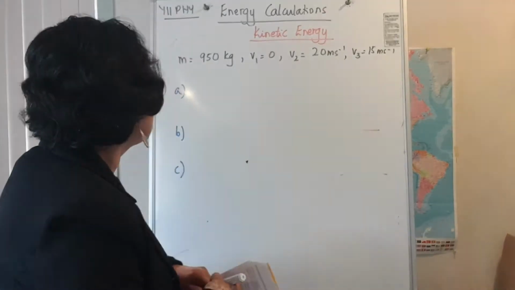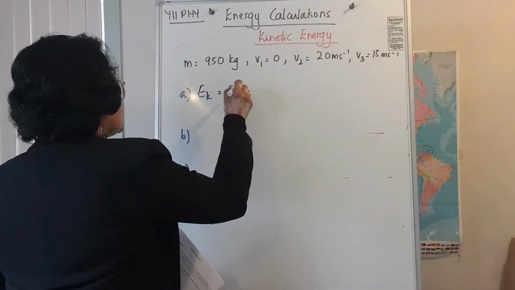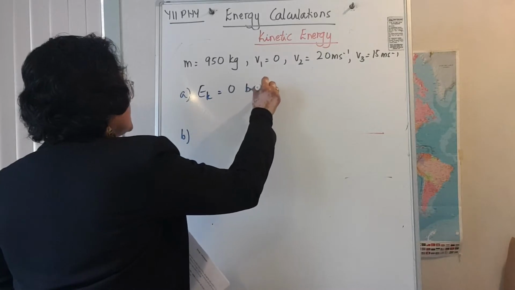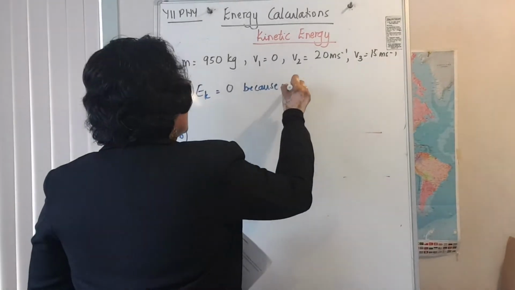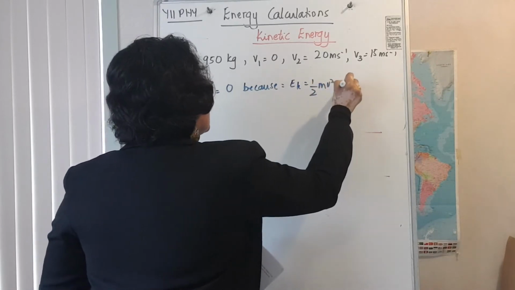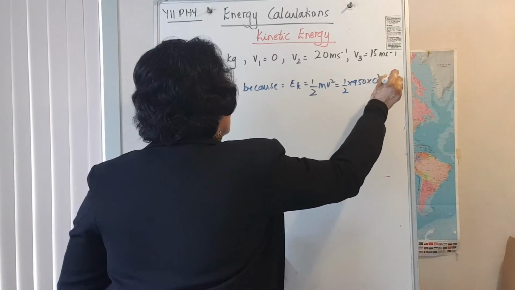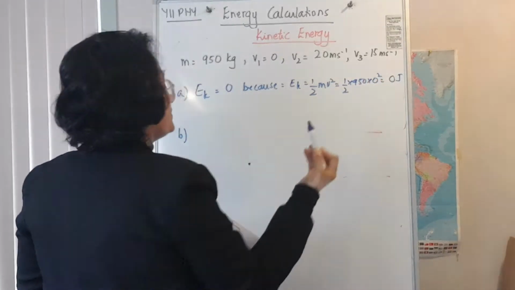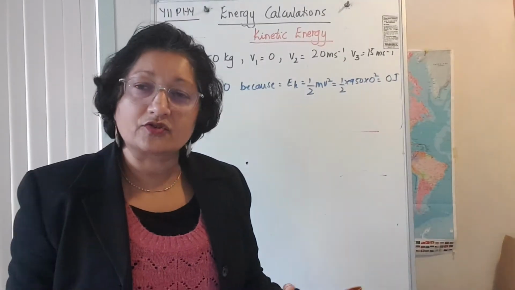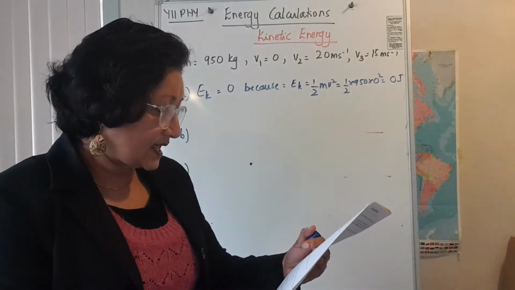Before it starts, it's not moving. So because it's not moving, Ek is 0. Why is it 0? Ek is half mv squared, which is half times 950 times 0 squared, which is 0 joules. So if you multiply any number by 0, you get the answer 0. Okay, so if something's not moving, no kinetic energy.